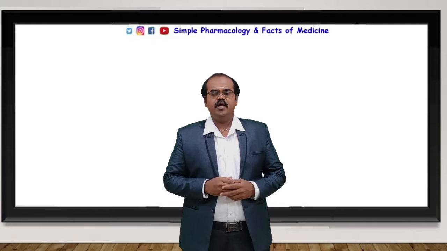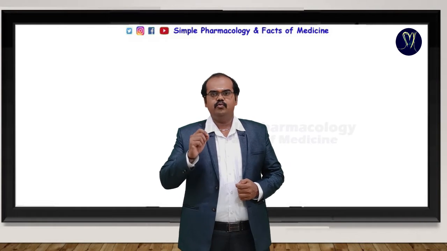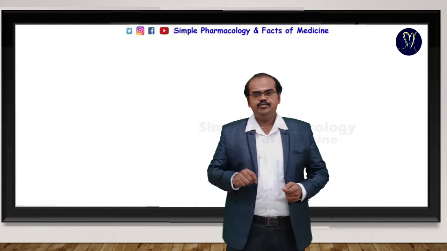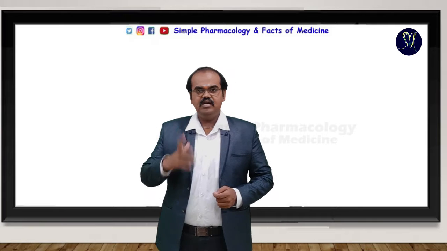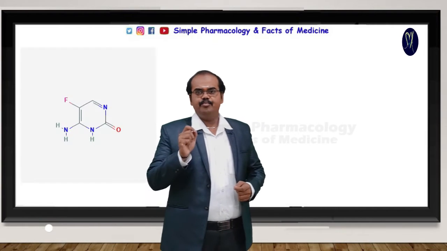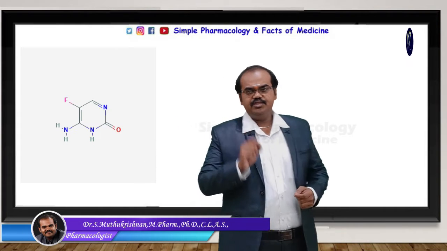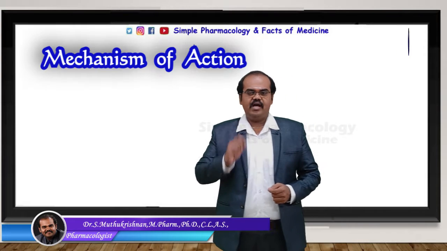Hi, today I am going to explain the pharmacology of flucytosine. Flucytosine comes under the anti-metabolite category in antifungal drugs. Chemistry wise, it's a pyrimidine analog. So the next important one is mechanism of action.